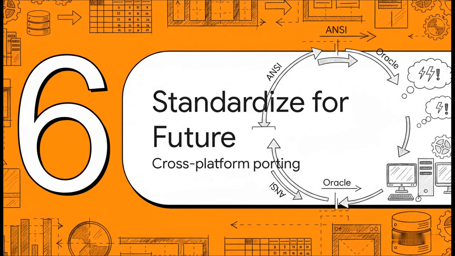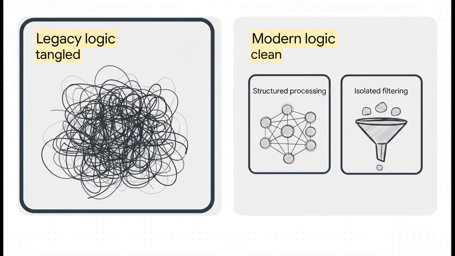Section 6. Standardizing for the future. Preparing for cross-platform workloads. At the code level, the difference is night and day. The legacy method forces you to bury your join logic down in the where clause. This hopelessly tangles how your tables relate with how your data is filtered. It's a mess. The ANSI 99 standard cleanly separates all of this.